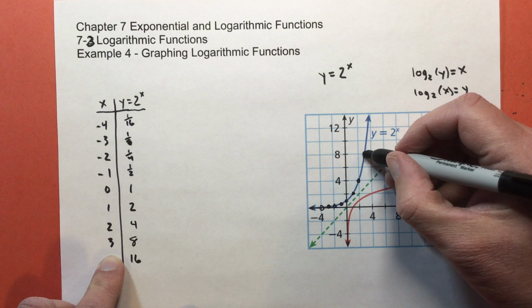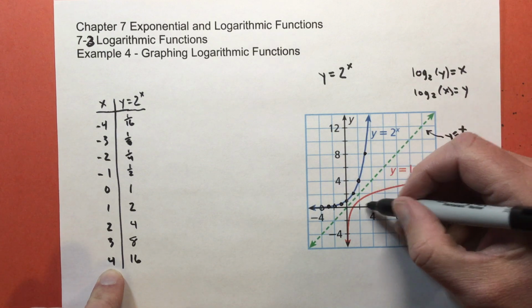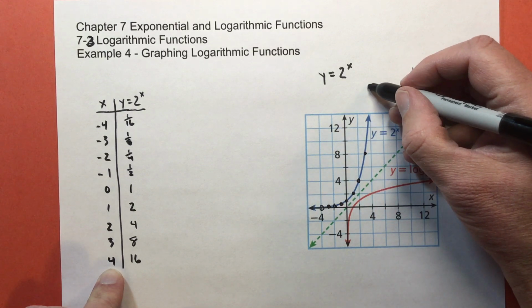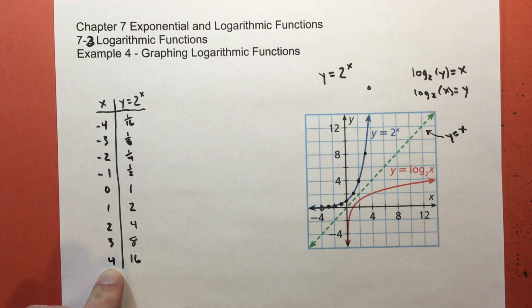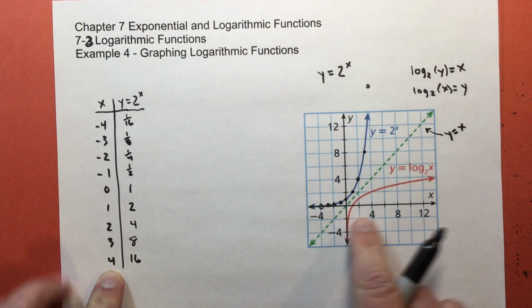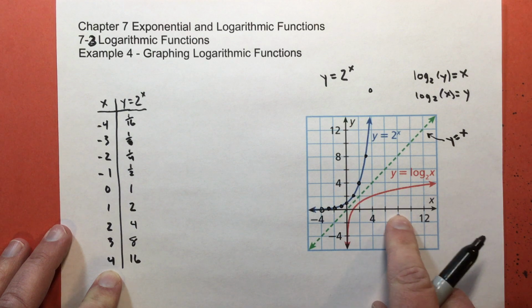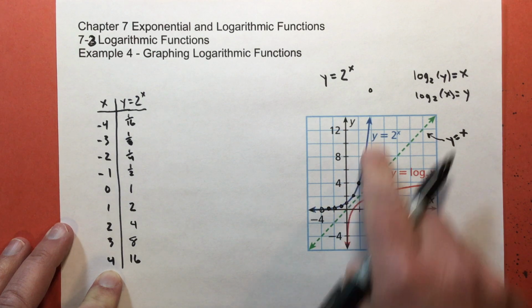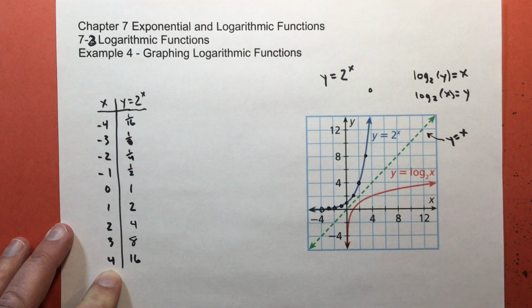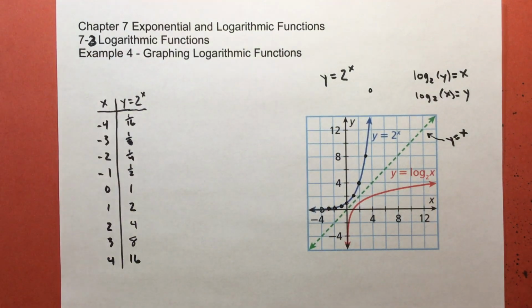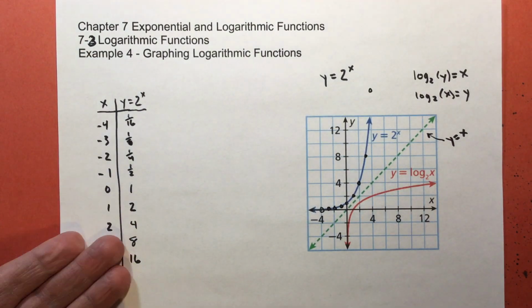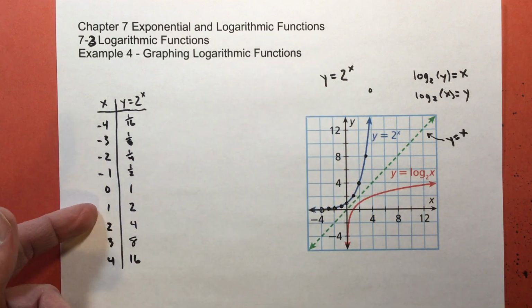3 gives 8. And then 4 gives 16, which is up here someplace. Now, you're probably wondering, why didn't I pick x equals 4, 5, 6, 7, 8, 9, 10, 11, 12? Because it goes off my graph. Okay, this is the table of my exponential function. So I got equation, table, graph.